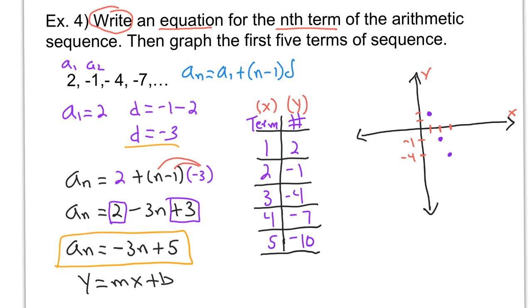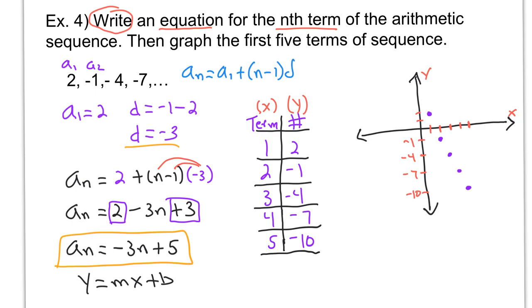And then my next one is my fourth term is -7. So right here. So -7 I'm going to say is right there. And you guys make a point right here. And my next term is -10. So -10 is around there. So -10. And we have our point right there.